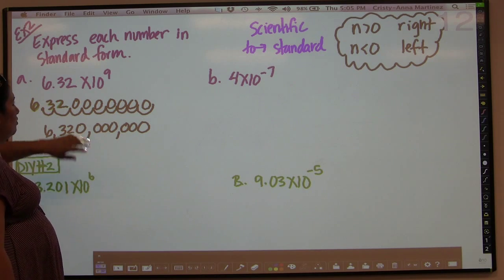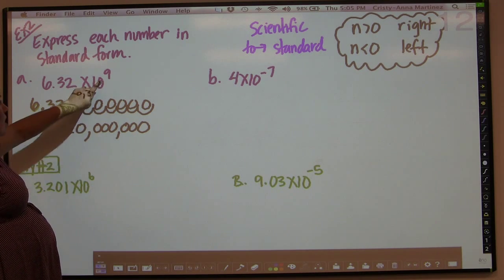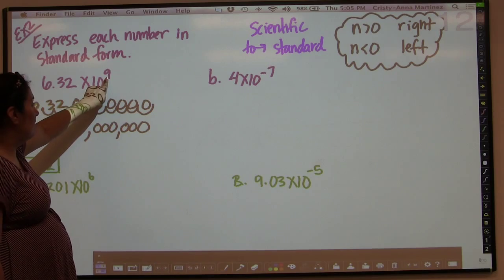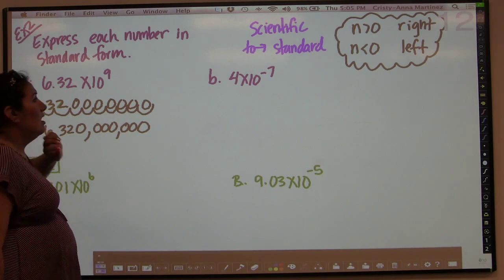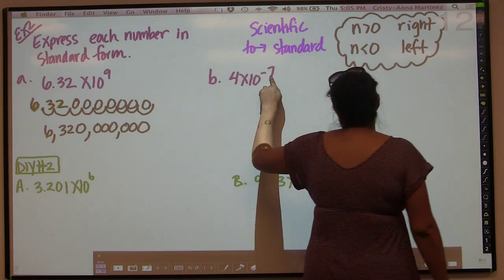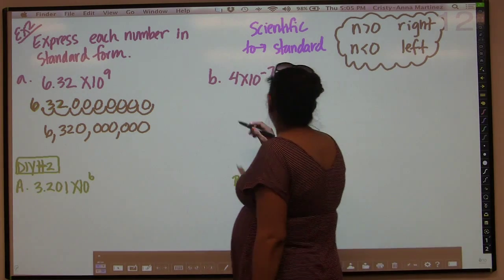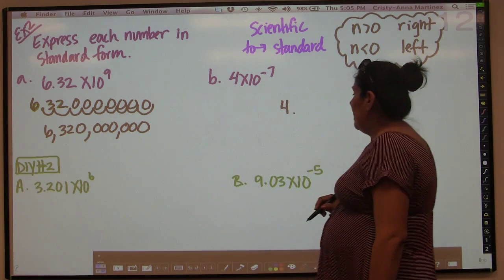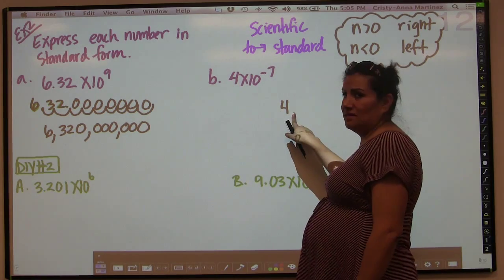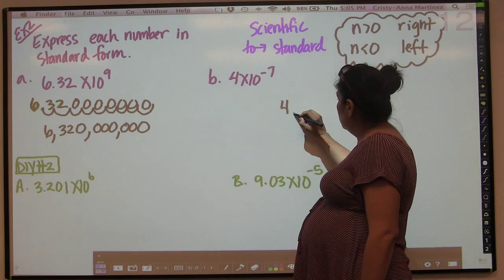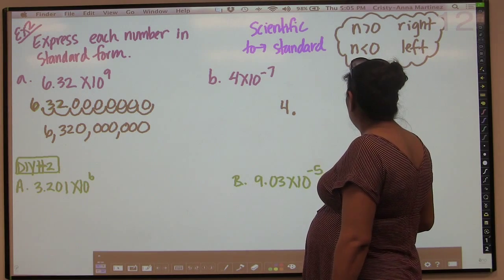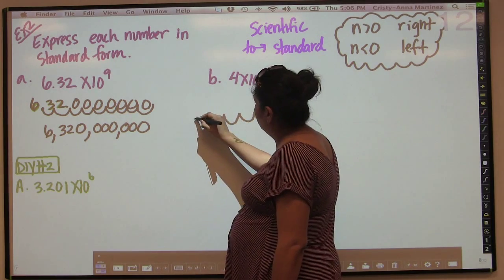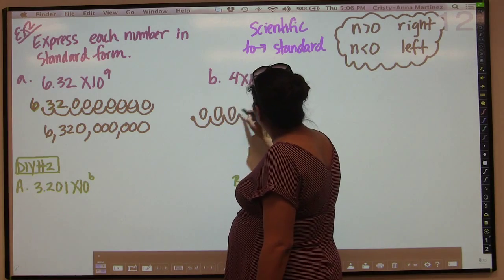Again, the first thing you want to do is make a note of whether the n value is greater than 0 or less than 0. If it's greater than 0, move the decimal to the right and fill it up with zeros. If it's less than 0, like negative 7, then you move the decimal to the left. In that case, I have a 4, and if there's no decimal present, we always assume it's at the right side of the 4. So here's the decimal at the end of the number, and I'm going to move it to the left 7 spaces: 1, 2, 3, 4, 5, 6, 7. And then fill it in with zeros.